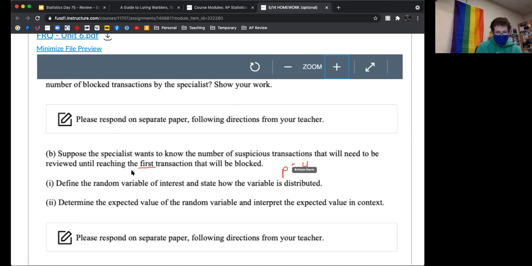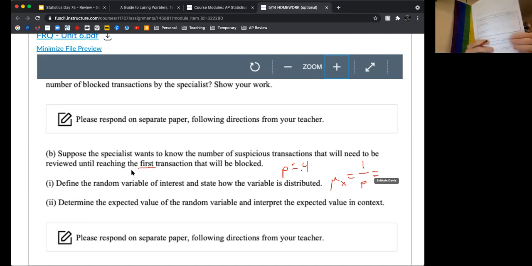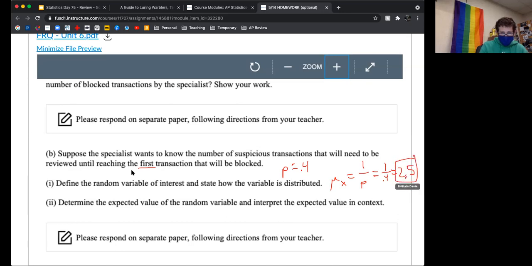then you can get the expected value here by doing 1 over the probability. And again, you don't have to have this memorized. This is very front page of your AP formula sheet right here. As long as you've identified it as geometric, then we can do that. 1 divided by 0.4 is 2.5. So on average, you would expect 2.5 transactions being reviewed until the specialist finds one that needs to be blocked.